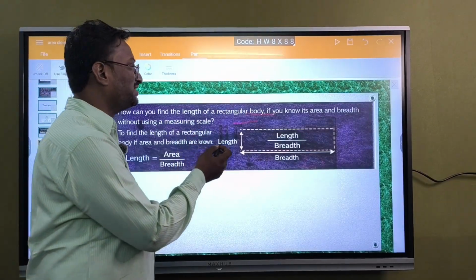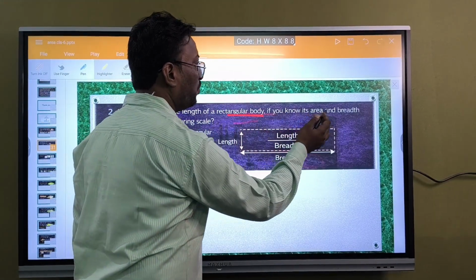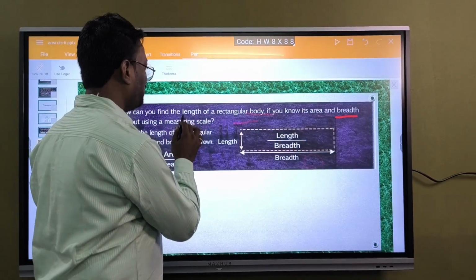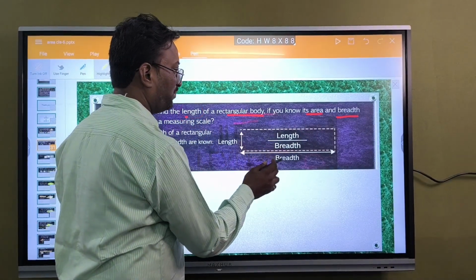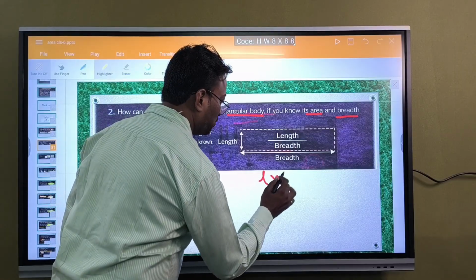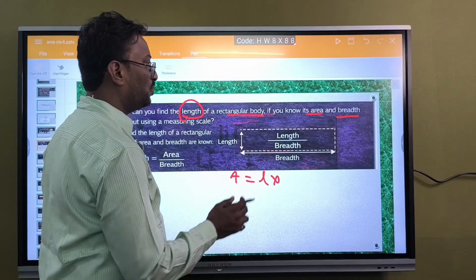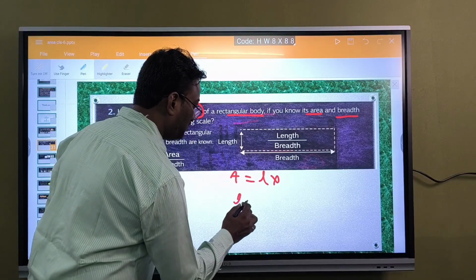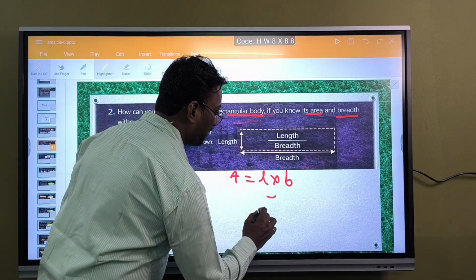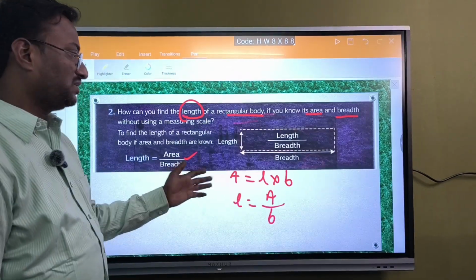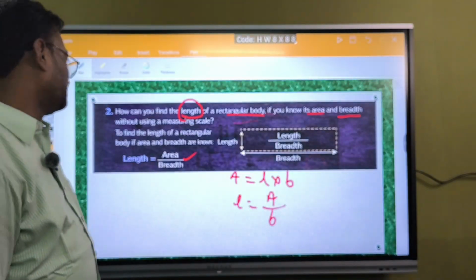How can you find the length of a rectangular body if you know its area and breadth? We have to find the length, and we know the area and breadth. The formula is area is equal to length into breadth. So length is equal to area by breadth, that is area divided by breadth. Likewise, we can calculate length.